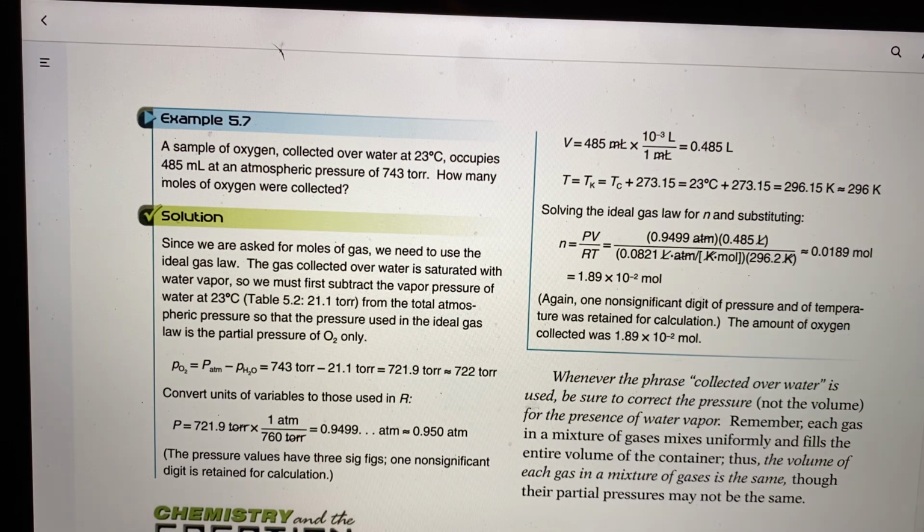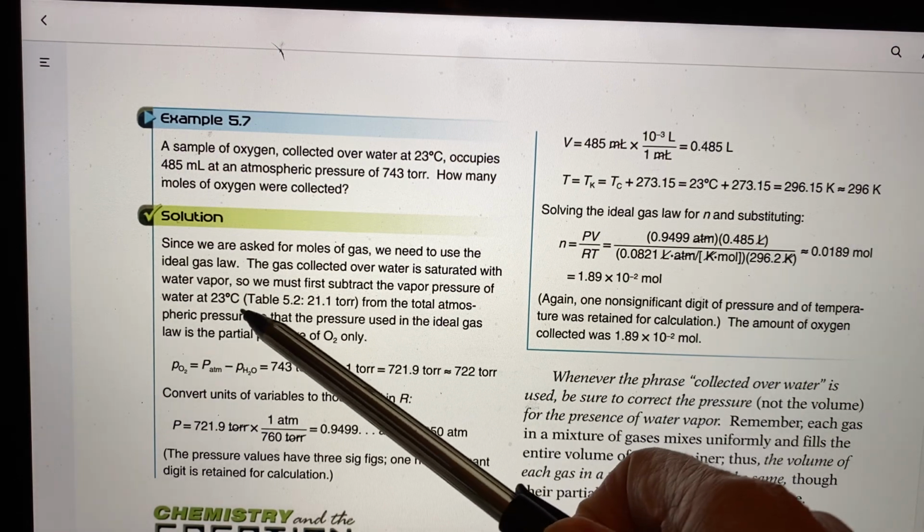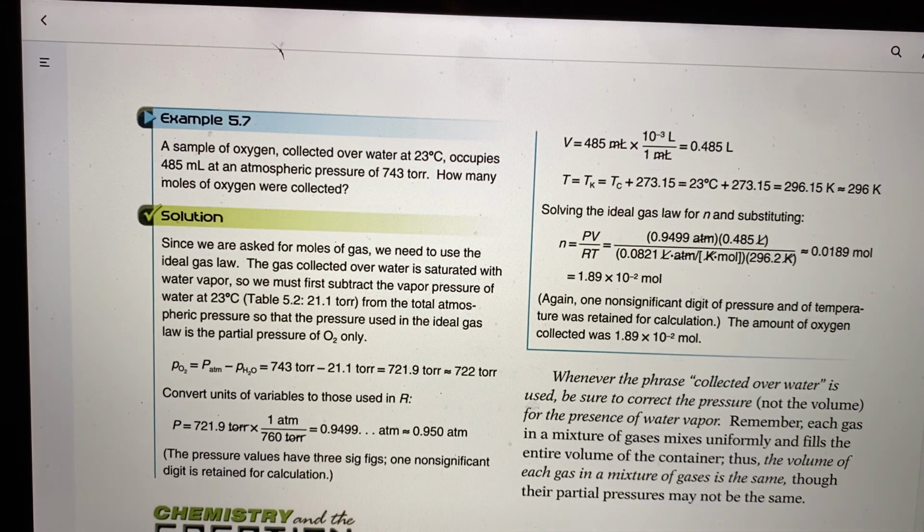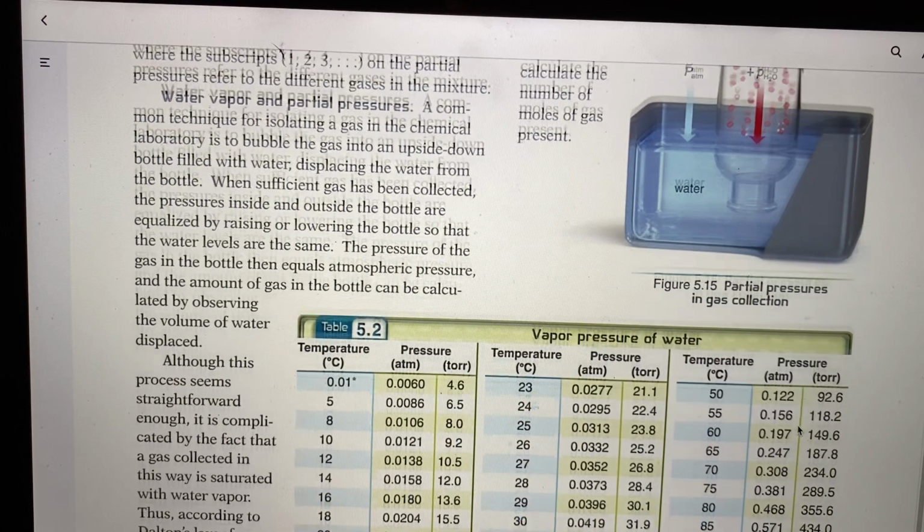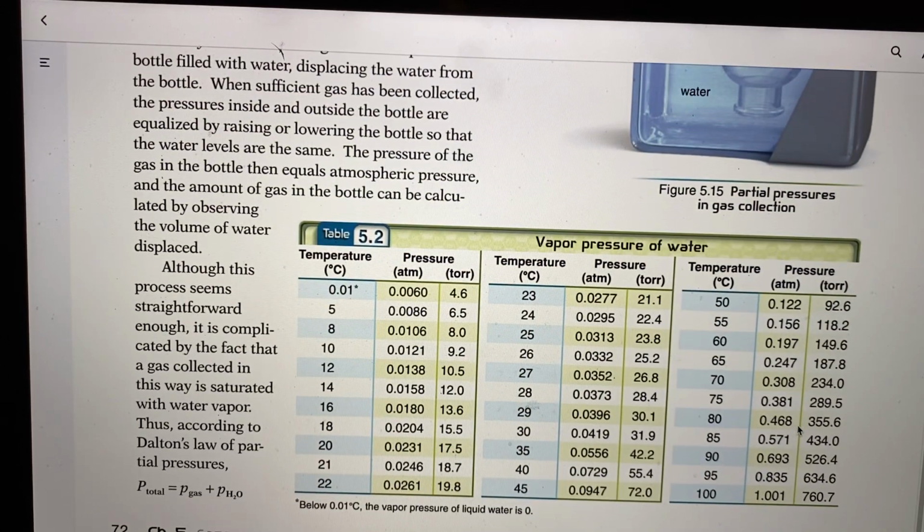So where do we get all these? Well, we ask for the moles of gas we needed, an ideal gas collected over the water saturated with vapor. So we know it's 23 degrees centigrade. So let's go back to that table, because that's where they got it from. There was our table. It was 743 torr. So we have an atmospheric pressure of 743 torr. That's what we gave in the problem, minus how many at 23 degrees. So let's look at 23 degrees centigrade. So 23 degrees centigrade is going to be 21.1 torr. So we write that down, 21.1 torr.